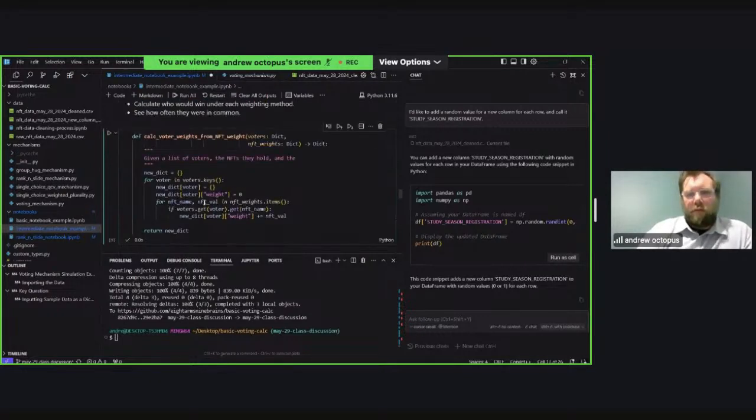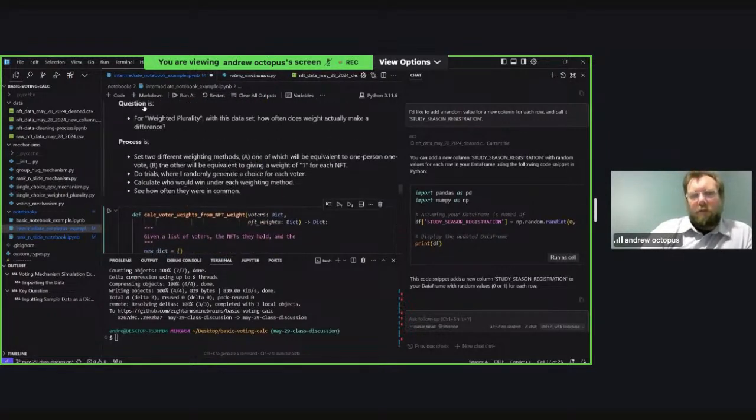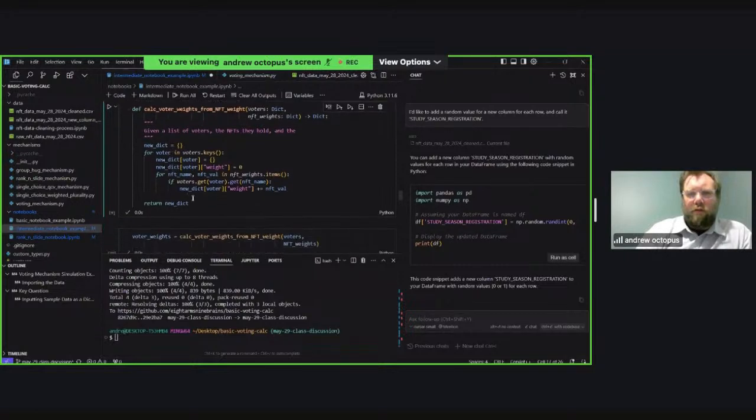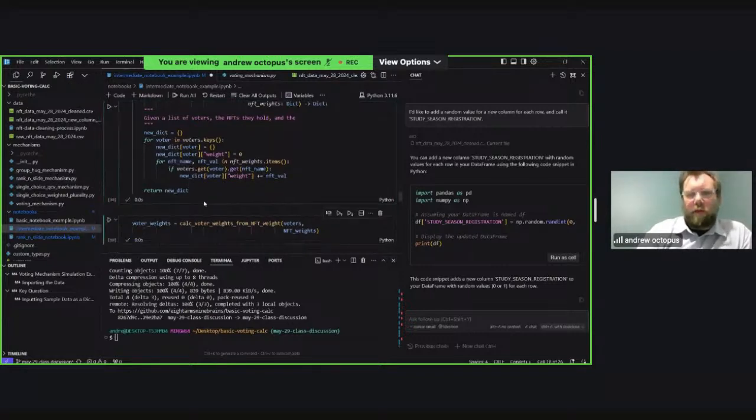And so if you're not writing code, we could still do this, right? And someone who is better at writing code or who's more comfortable writing code can do this part. Now, I had to do a helper function here to calculate the voter weights from the specific NFT weights. That probably isn't necessary in the mechanisms we're considering because they already have that built in, but I had to write it.